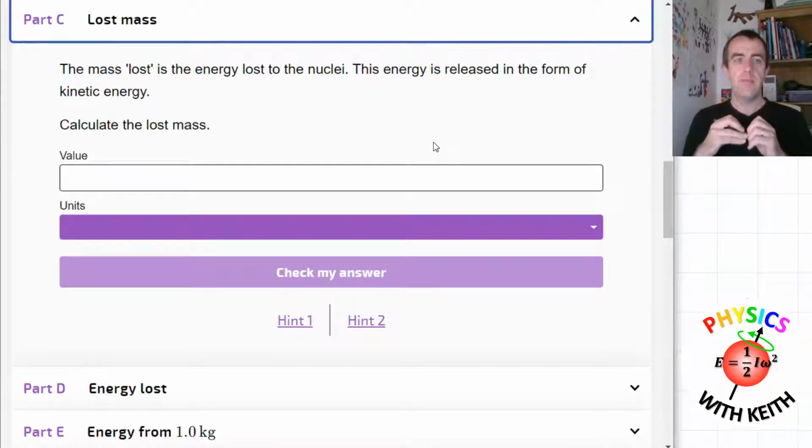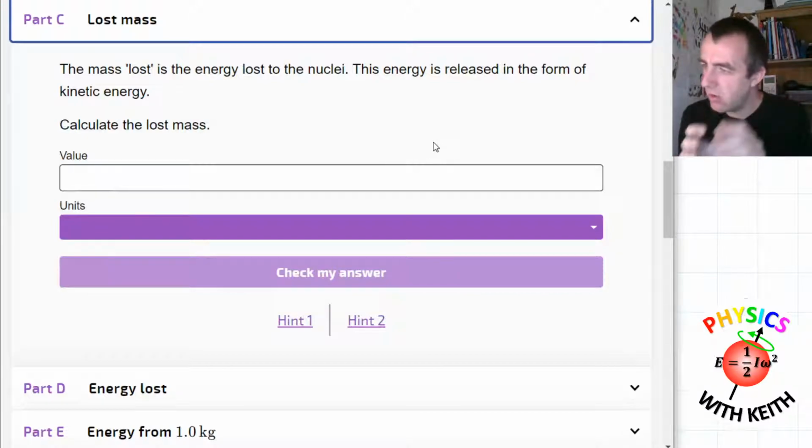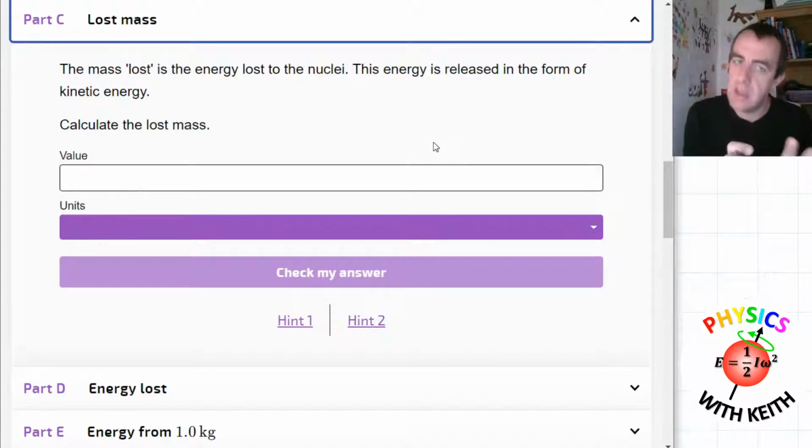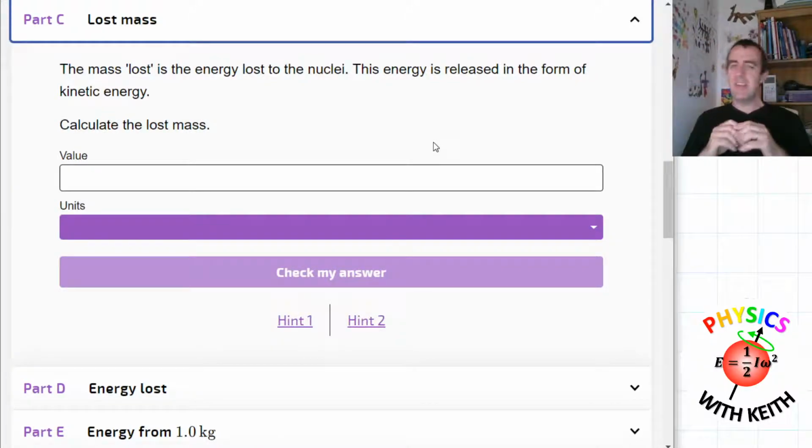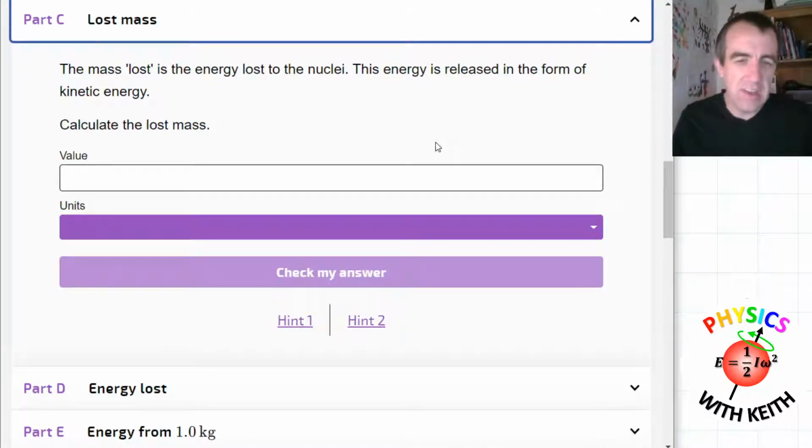The energy is the energy. I'm not happy with that terminology. Is equivalent to the energy, that should say. Lost to the nuclei. I don't like that word lost. Mass lost is the energy. I don't like that terminology because mass and energy, although there's an equivalency, they're not the same thing. It's me being fussy, don't worry about that. So the energy is released in the form of kinetic energy.